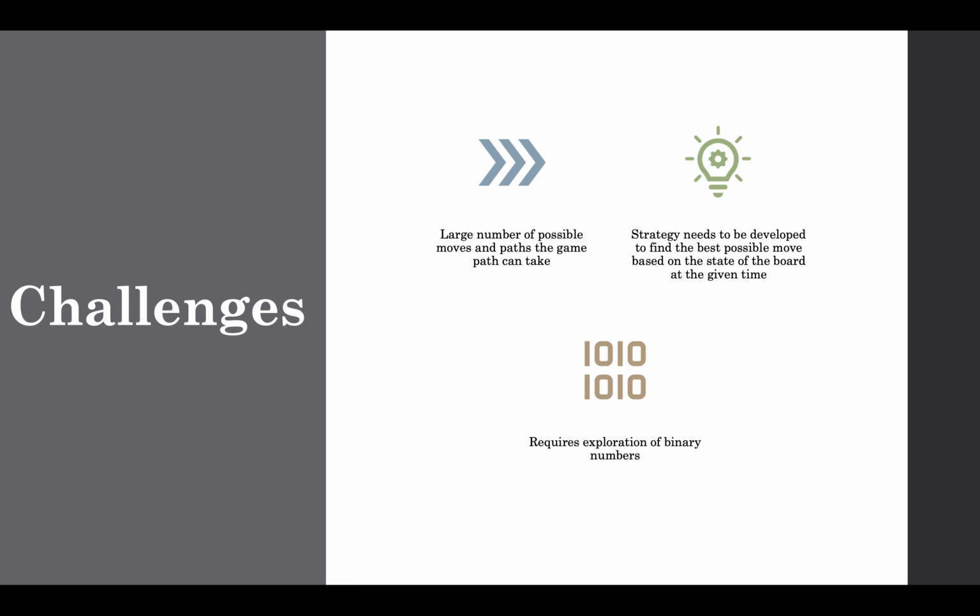To combat this, a strategy needs to be developed which enables a player to find the best possible move based on the current board state, without having to calculate every possible endgame. The strategy also needs to be adaptable to the misère variation, which will reverse the win condition. As you will see, the winning strategy is not one that is immediately obvious and requires exploration of binary numbers. I'll hand over to Sarah now to present an overview of the winning strategy.